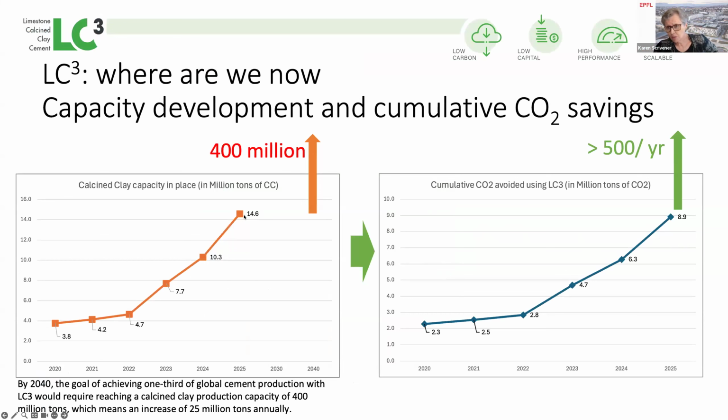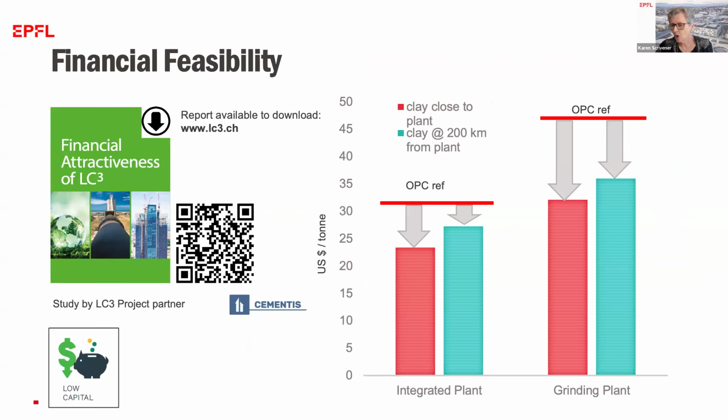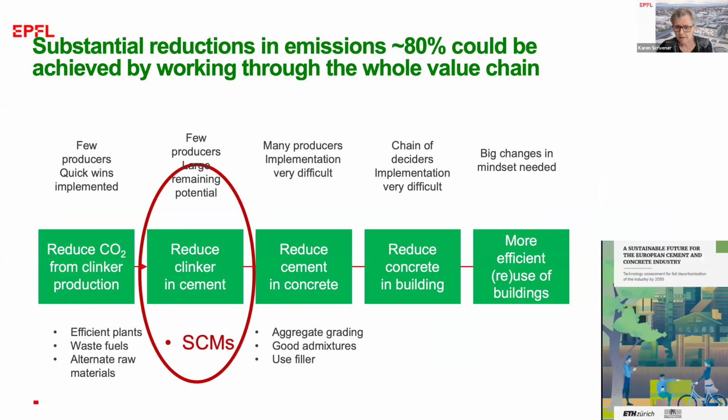We have now an installed capacity of 50 million tons, a long way to go to the potential of 400. And so far, we've saved 10 million tons of CO2, but the potential is well over 500 million tons a year. And all of this, really, the reason it's been taking up is cost. It makes business sense. And that's what's going to drive any technology, because I'm sorry, in many countries, there's no real pressure to reduce CO2.